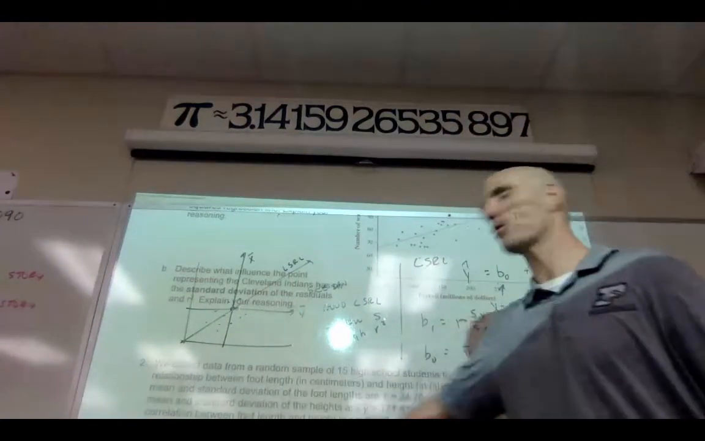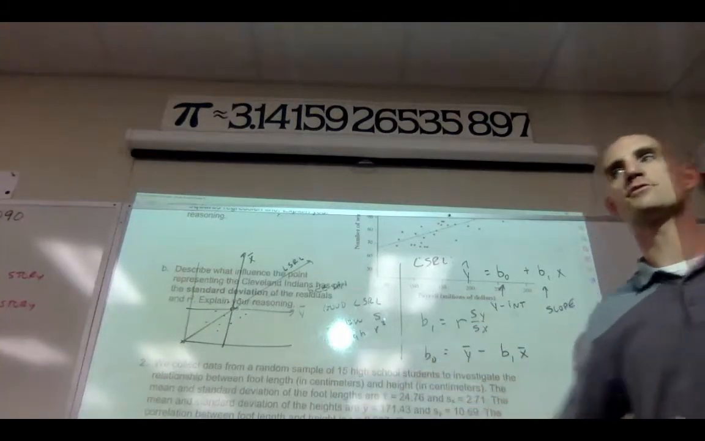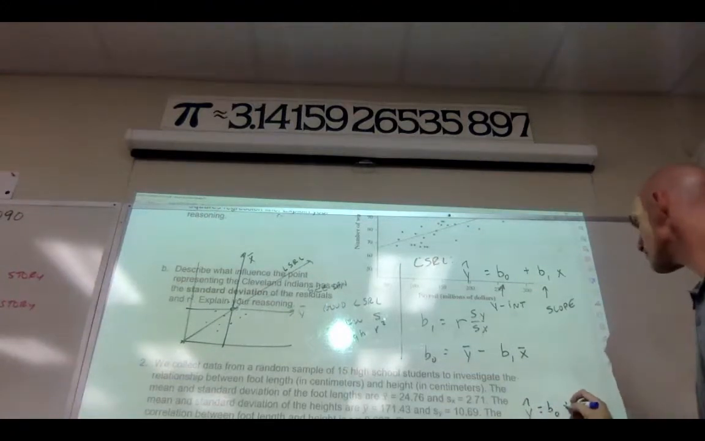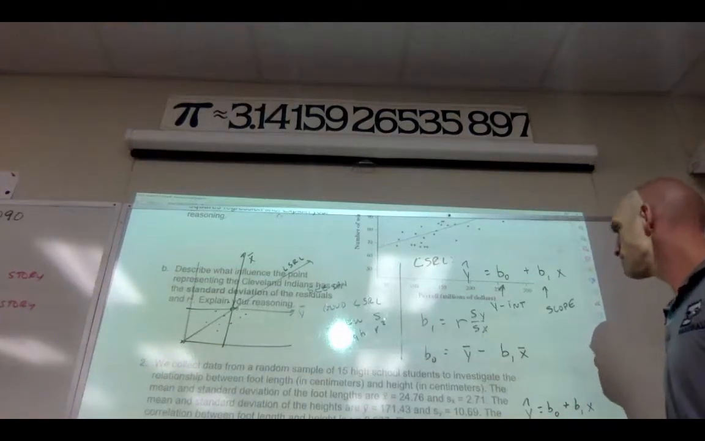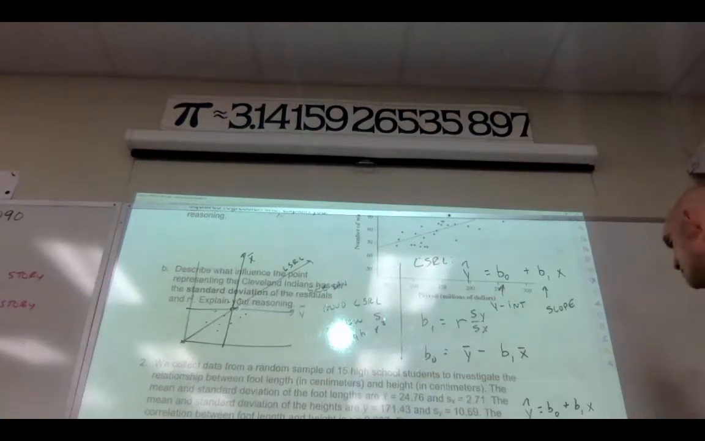So find the equation of the least squares regression line. This is the new stuff. All the rest is old stuff. So here's what we're going to do. Write out the equation. Y hat is equal to b sub 0 plus b sub 1 times x. So b sub 1, my slope, is equal to my r value times the standard deviation of y over the standard deviation of x. b sub 0, which is my y-intercept, is equal to the mean of y minus the slope times the mean of x.